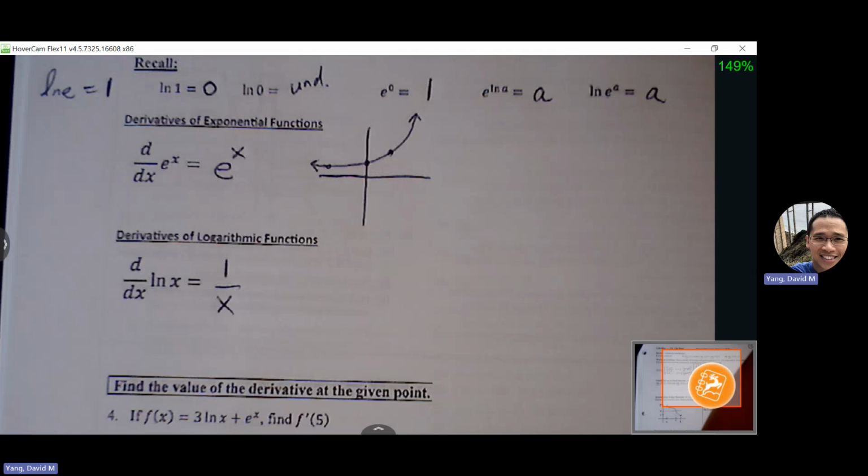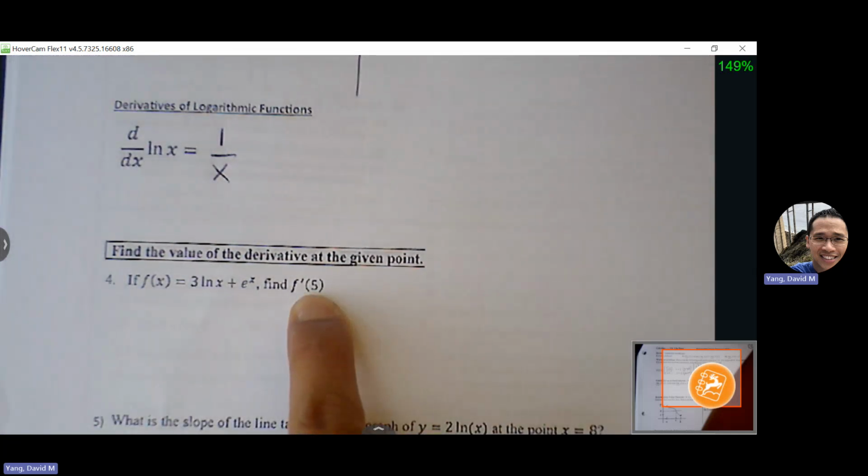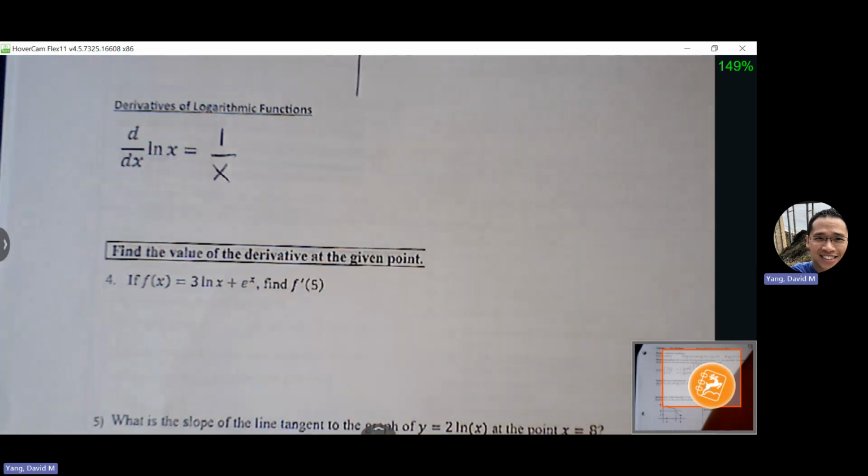So number 4, it says find the value of the derivative at a given point. So understand that if it's ever asking you for the value of a derivative, it's a two-step process. First, we have to build the slope formula, and then we can use that formula to pinpoint the exact steepness at that point.